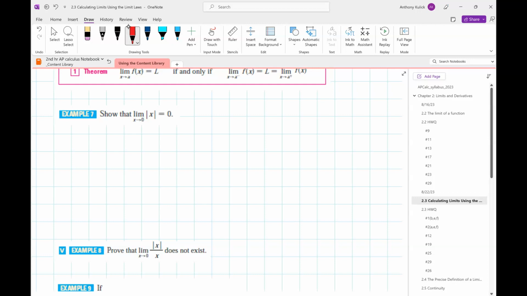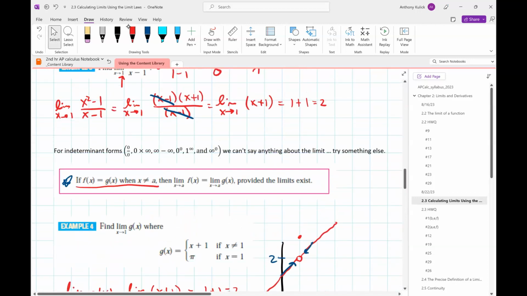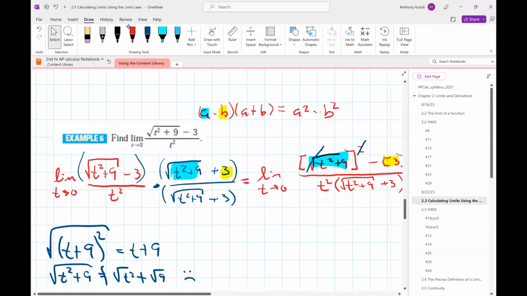So we're just picking up where we had left off in section 2.3. This example asks us to show that the limit of the absolute value of x is equal to 0. Can I do direct substitution with this? No. Why not? Direct substitution requires a polynomial function or rational function, which is not what we have here. It's an absolute value function. So what should I do?